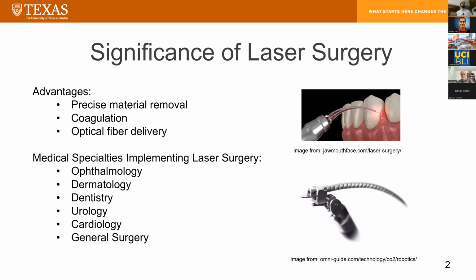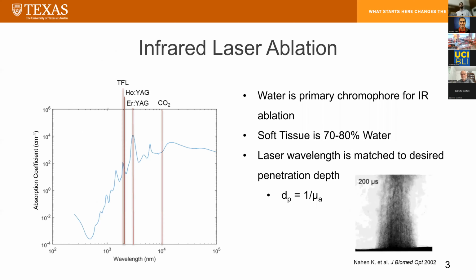As you likely know, lasers have some advantages for use in surgical applications, including the ability to precisely remove the tissue, to provide coagulation around the cut, and they can be delivered through optical fibers to reach difficult to reach places, such as in different body cavities. And because of these advantages, lasers have been implemented for laser surgery in many different medical specialties, including ophthalmology, dermatology, dentistry, urology, and cardiology. Today, we're going to be talking specifically about infrared laser ablation.